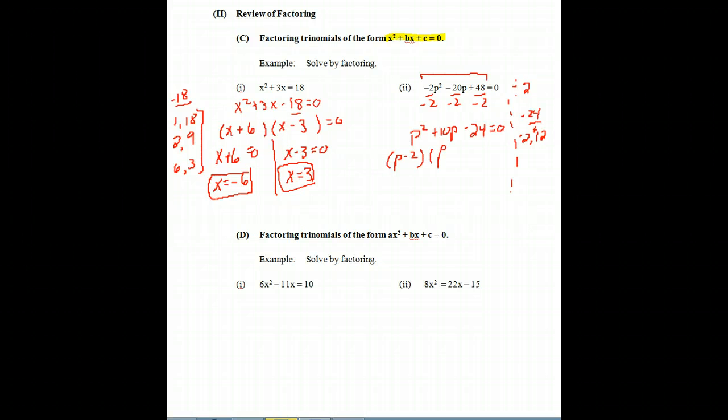Now, sometimes students ask, does it matter if I put the 12 here or the 2 there? No, that does not matter. Your answers are still going to work out to be the same. You'll still get 2 as an answer. And you would still get negative 12 as an answer.